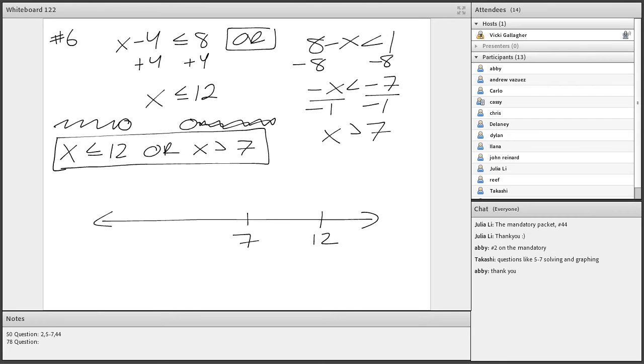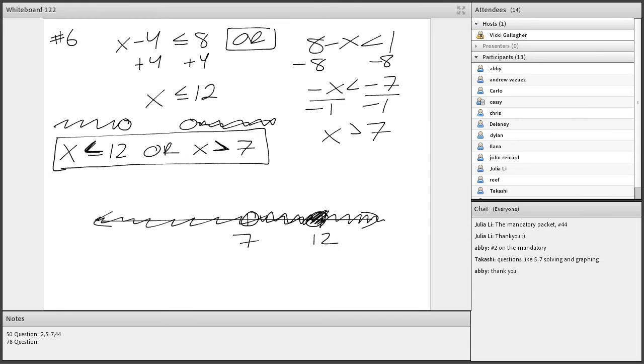On this problem, though, when I go to graph it, I'm going to go to the 12, and I'm going to put a closed circle. And the inequality for the 12 is pointing to the left. So I'm going to go from the 12 and I'm going to go all the way down to the left. And then for the 7, I'm going to put an open circle. And the 7 inequality is pointing to the right. So I start at the 7 and I go all the way to the right.